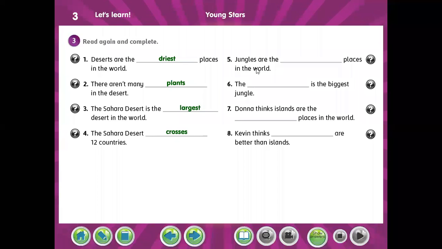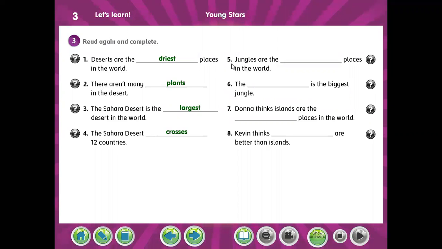Jose Luis, please, can you read number 5? Teacher, ¿puedo... Okay, wait, please. Jose Luis, it's similar to desert. Pay attention. Deserts are the places in the world. Jungles are the places in the world. You see, are similar. Are the... Okay, thank you, Jose Luis. The next time you participate, okay?